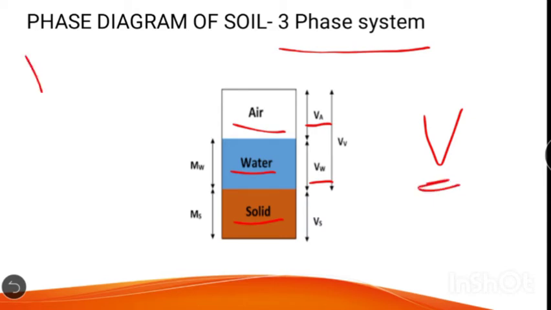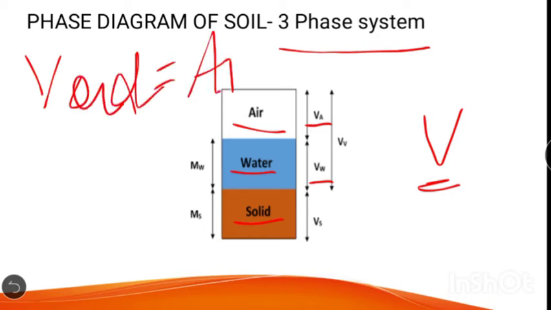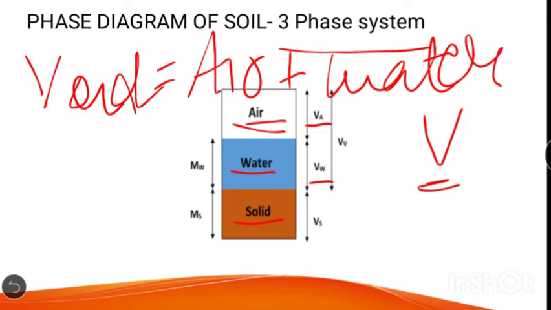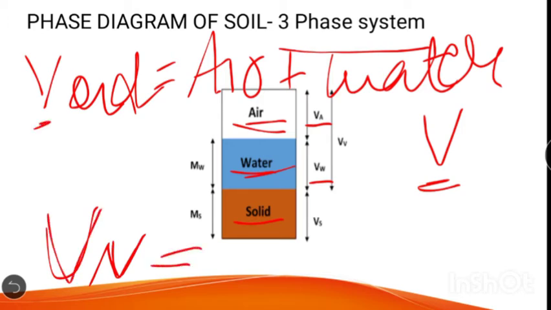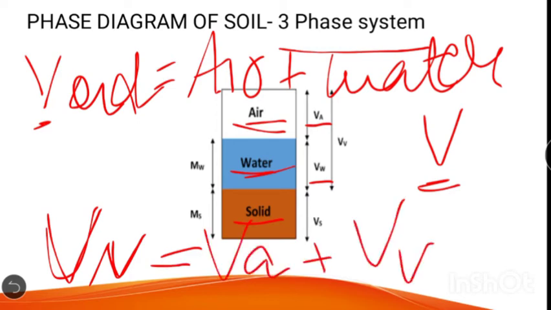Now friends, you should know what a void is. Void is the sum of air plus water. It is denoted by Vv, V for void. So the volume of void is equal to the volume of air plus the volume of water. These are the simple abbreviations you should know: what a void is and how it is represented.